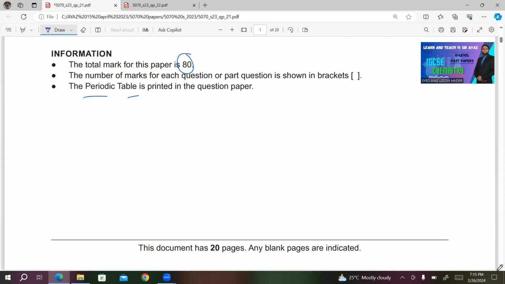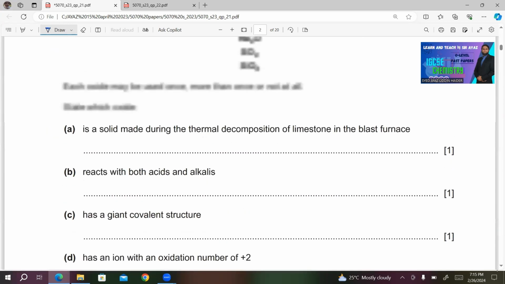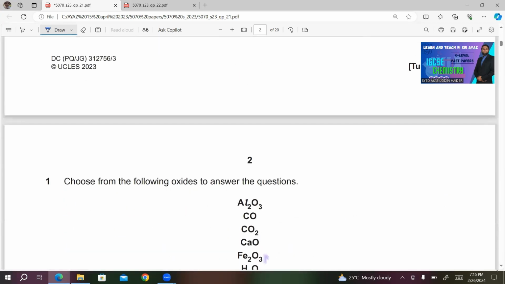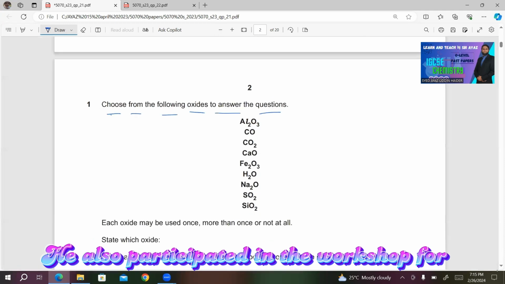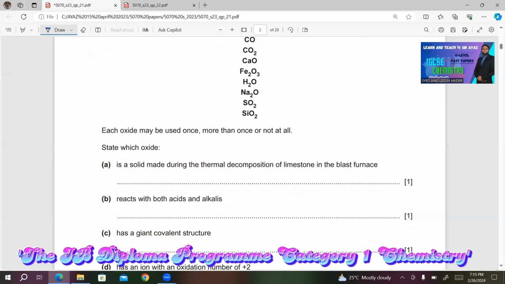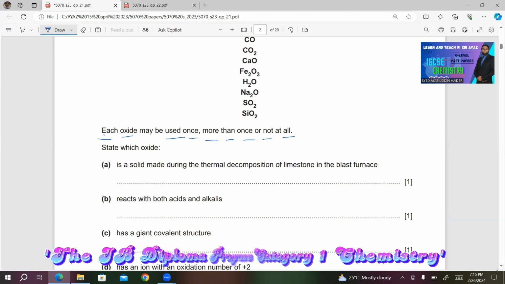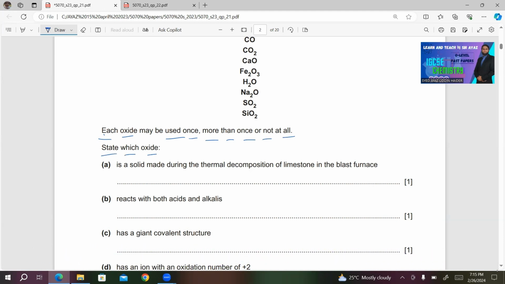Periodic table is printed in the question paper, so you can use it for questions. Question number 1. Choose from the following oxides to answer the questions. Each oxide may be used once, more than once, or not at all. State which oxide A is a solid made during the thermal decomposition of limestone in the blast furnace.